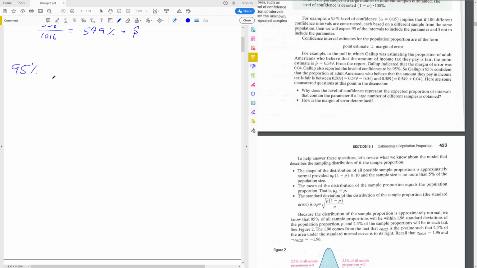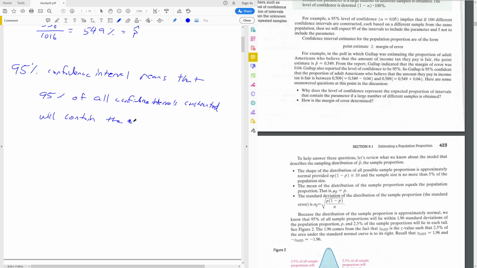So a 95% confidence interval, what that means is that 95% of all, I'll just call these confidence intervals, constructed will contain the actual population proportion.